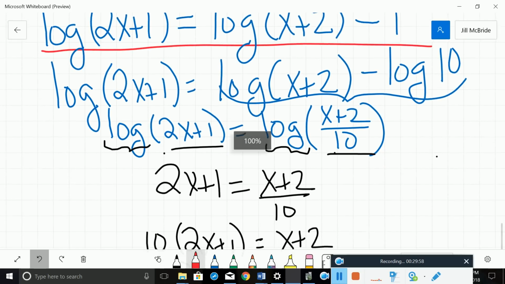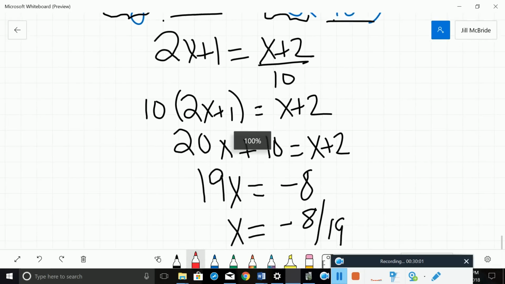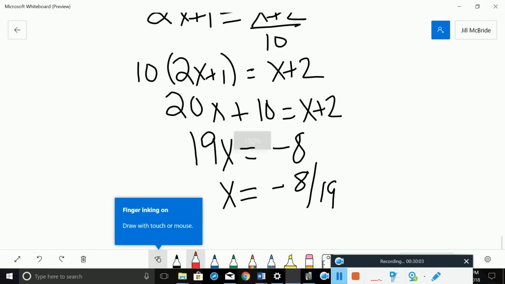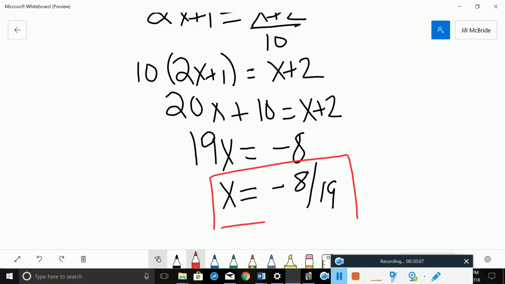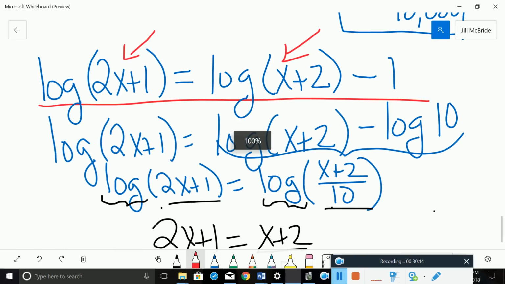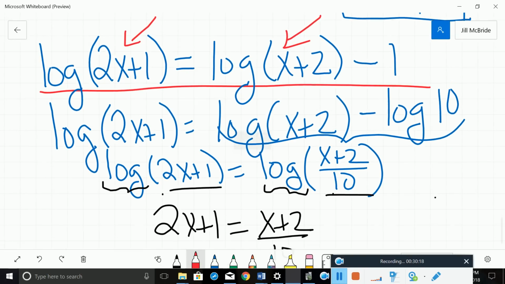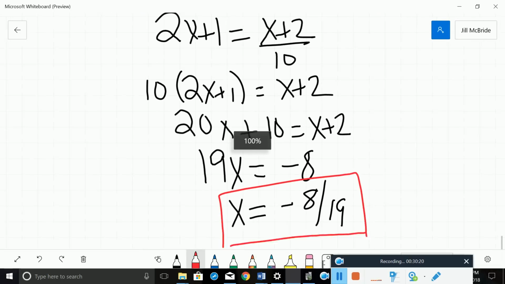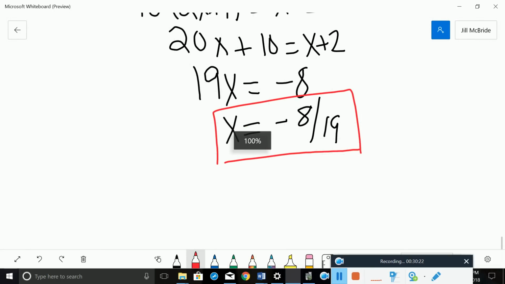But my point being here is just because your answer is negative does not automatically make it an extraneous solution, okay? That answer has to make your arguments negative for it to be an extraneous solution. So my answer is fine there. Okay, so that is our lesson for today.